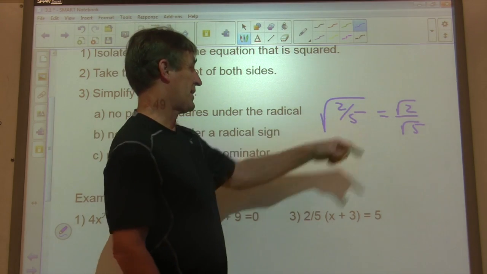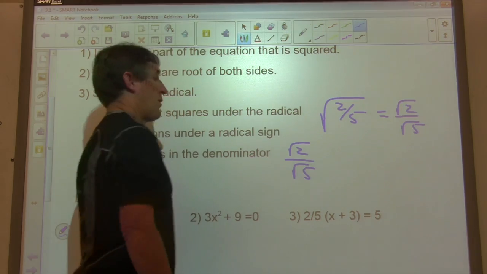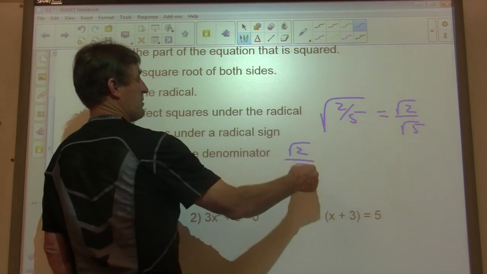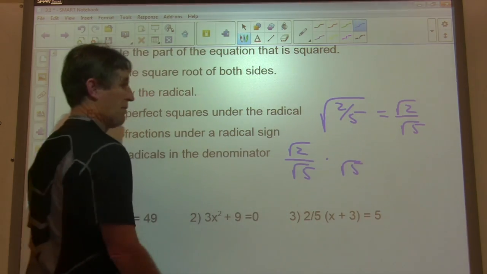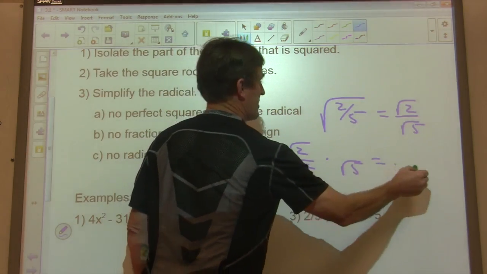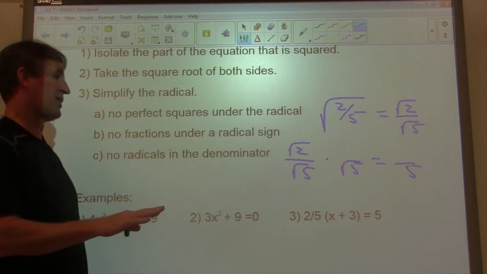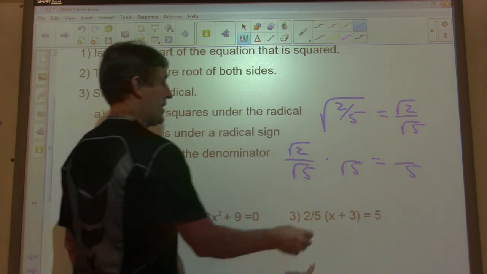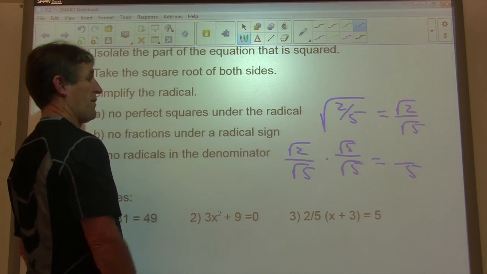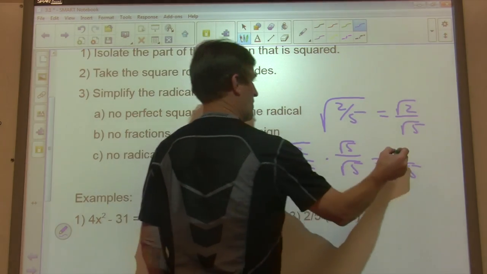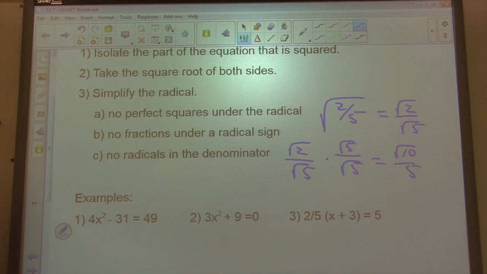So what I do is I break this up. And then what I want to do is multiply this by the square root of 5. Because the square root of 5 times the square root of 5 is 5. The problem is, the only thing I can multiply to a fraction, or to any number, and not change it is 1. And so I multiply it by the square root of 5 over the square root of 5. And so we get the square root of 2 times the square root of 5 is the square root of 10. And so the square root of 10 over 5 would be our answer.